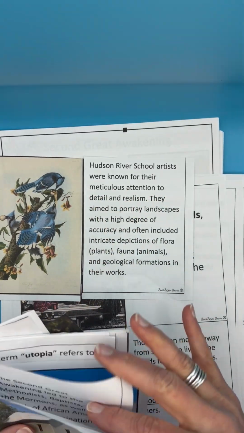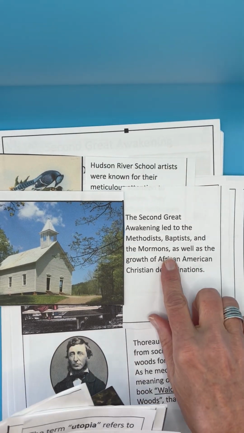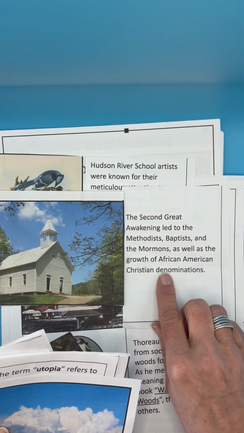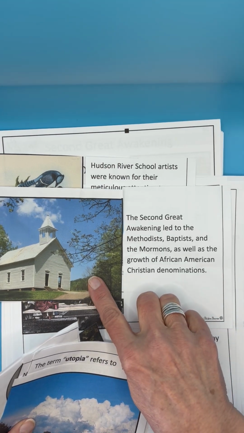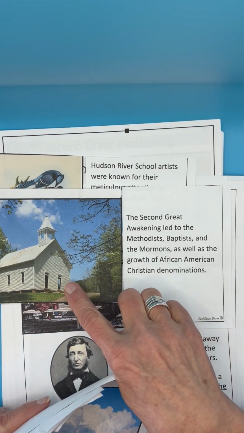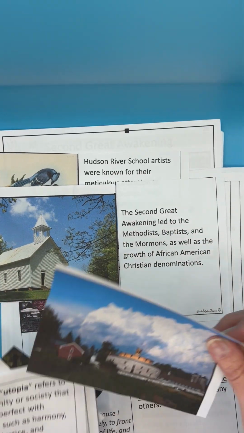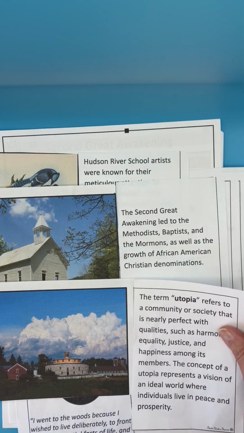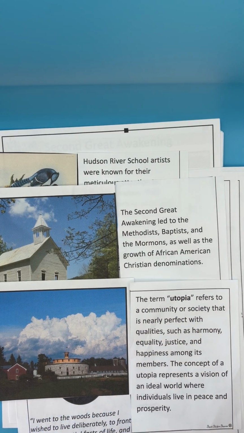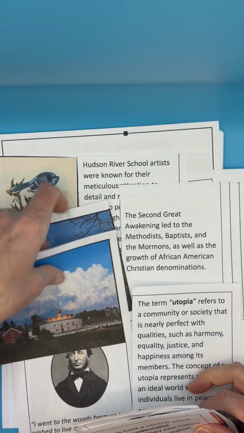Some not so obvious, like this one. The Second Great Awakening led to Methodists, Baptists, and Mormons, as well as the growth of African American Christian denominations. So students are going to have to tap into some of their background knowledge and go, oh, that's a church, and that's just a church. Oh, these are new churches, whereas this one will be a utopia society. So a little less obvious, but it gets them to look at images and connect details to text.